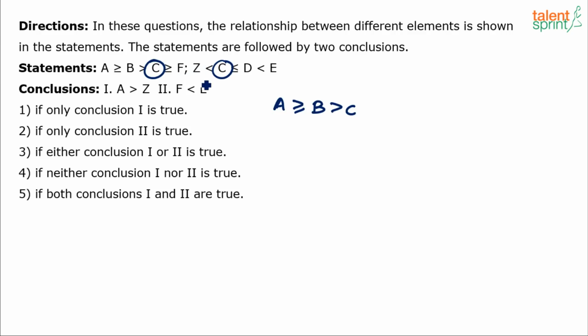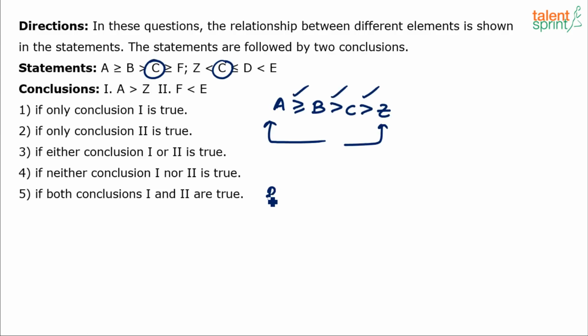Now, connect C with Z. A has to be connected to Z, right? Find out the relationship between C and Z. C is greater than Z. Understand, Z was less than C, so C is greater than Z. That's it. Now, A and Z have been connected. What do you have to do? Just read the inequalities between them. What do you find between A and Z? There are three inequalities: greater than or equal, greater, and greater.